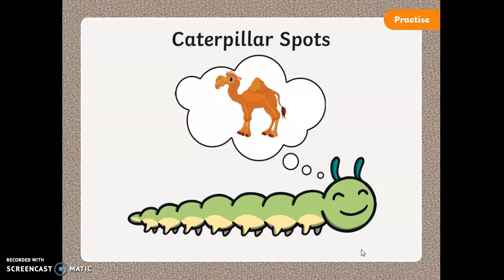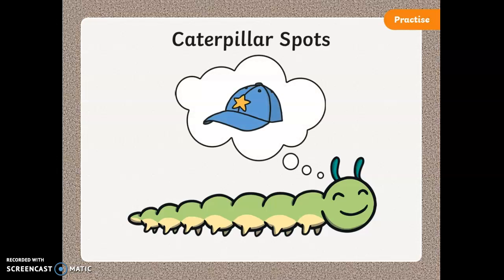K. Camel, camel. Can you hear the K in camel? Camel begins with K. Cat, cat begins with K. Cap, cap also begins with K. And car, car begins with the letter C. Listen to the K sound in car, car.